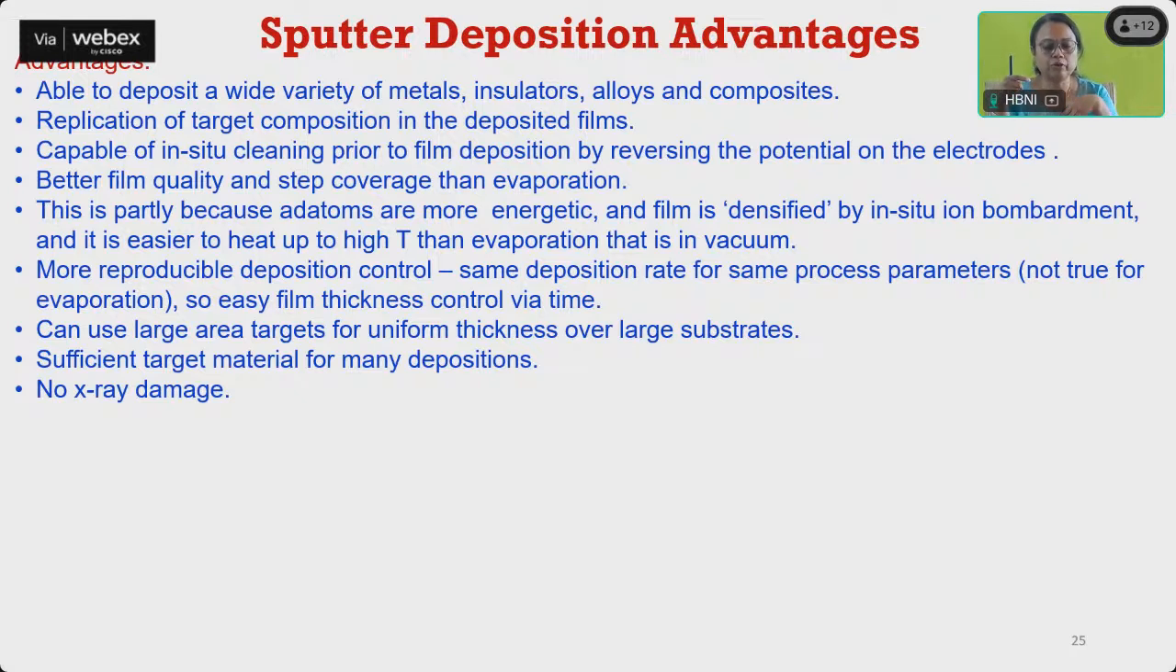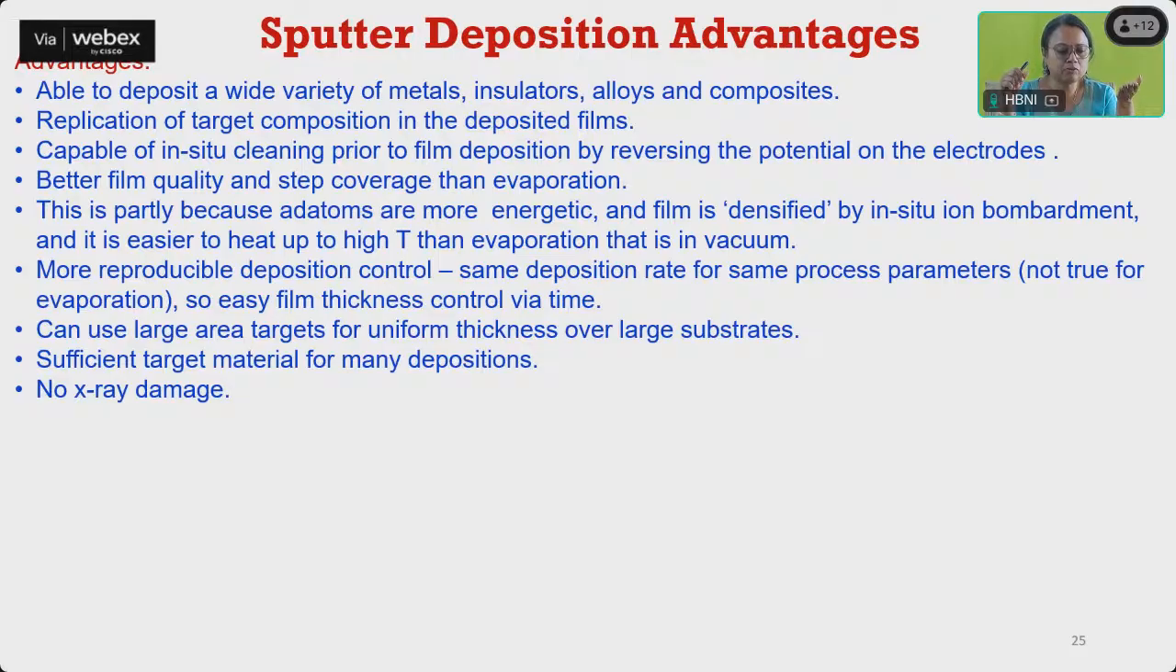Before we go into the remedy for this, what are the advantages? It is able to deposit a variety of metals, insulators, alloys and composites. It will replicate the composition of the target in the film. It is also capable of in situ cleaning prior to film deposition, meaning we can use the plasma so that if there is any impurity on the substrate, the plasma can clear the impurity.